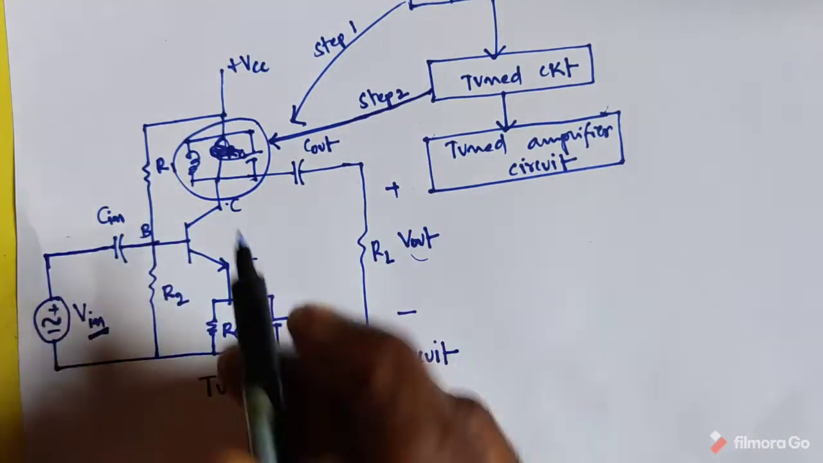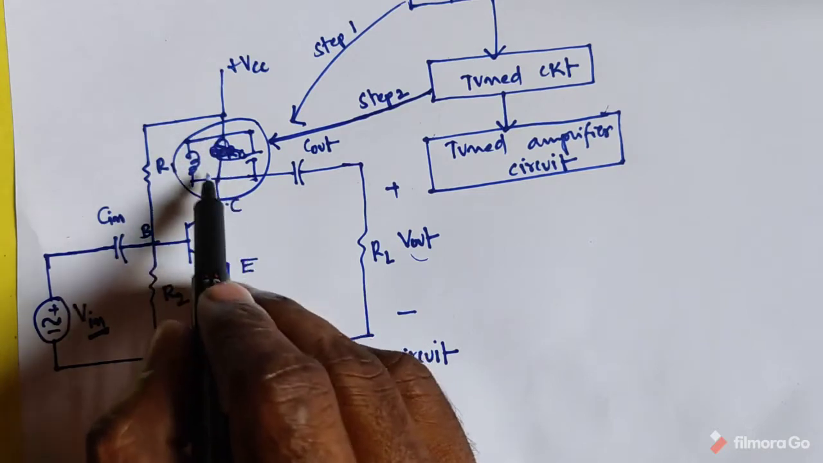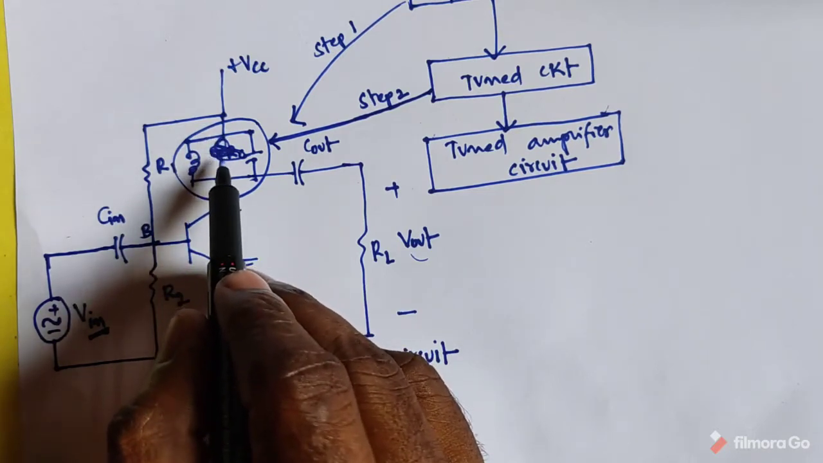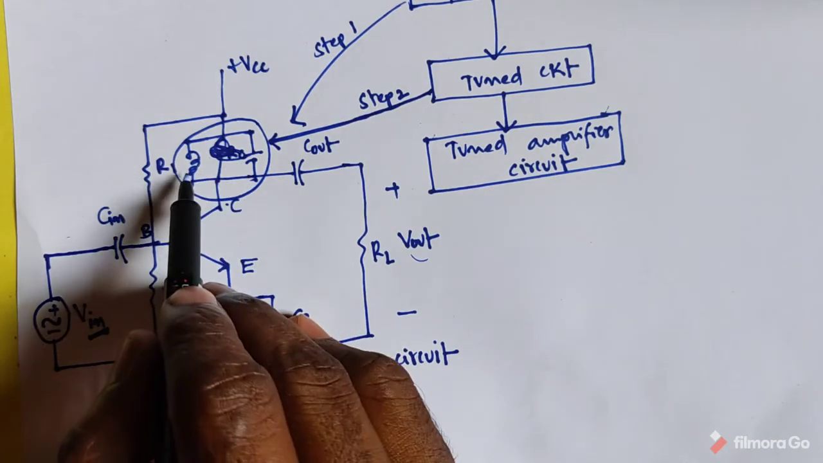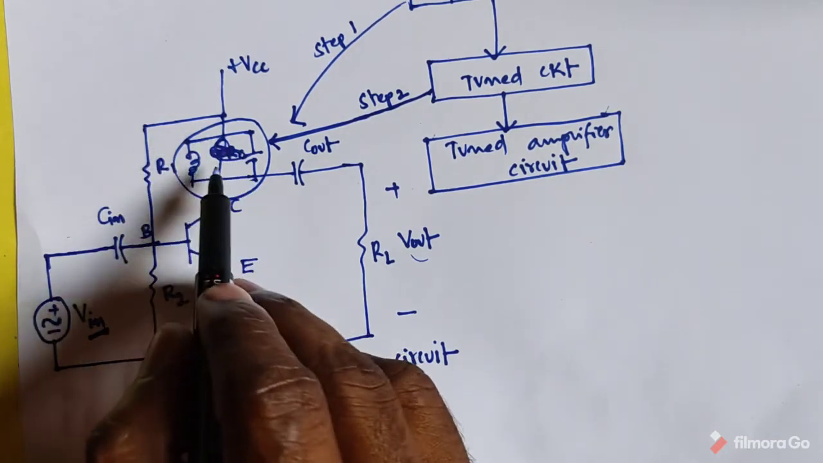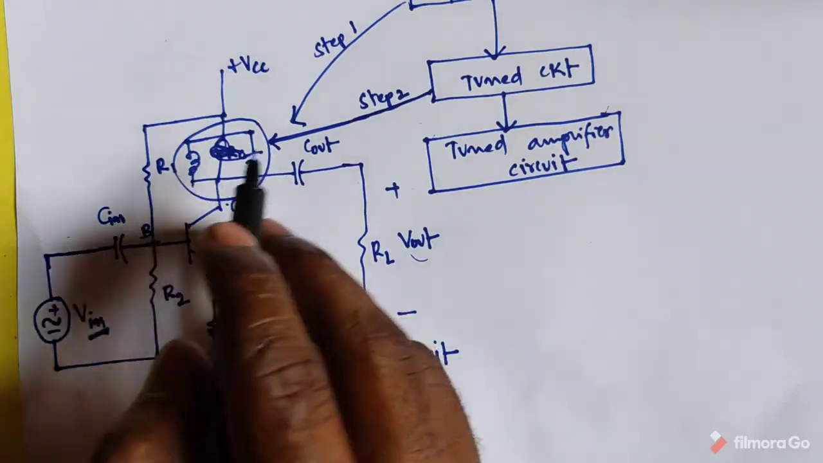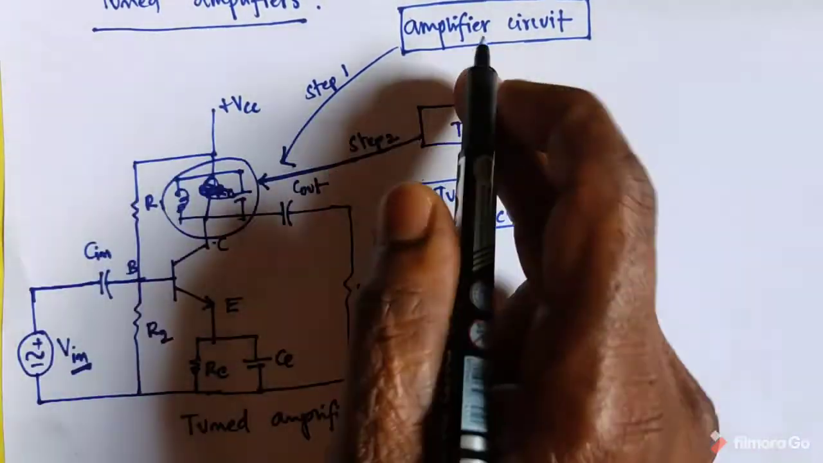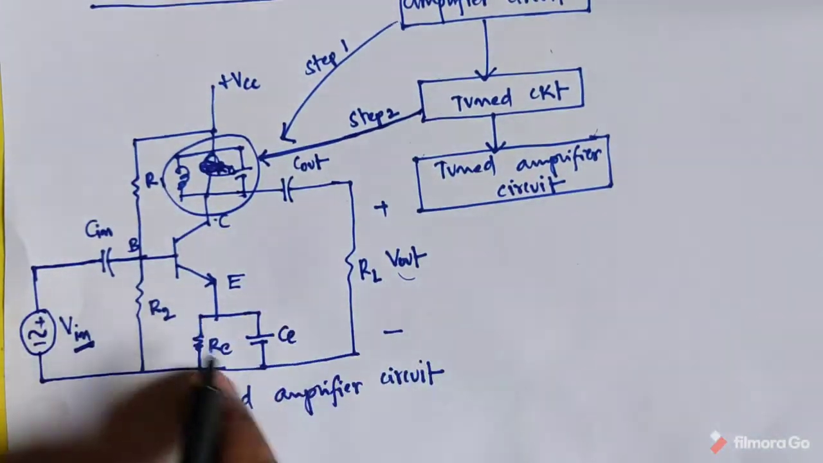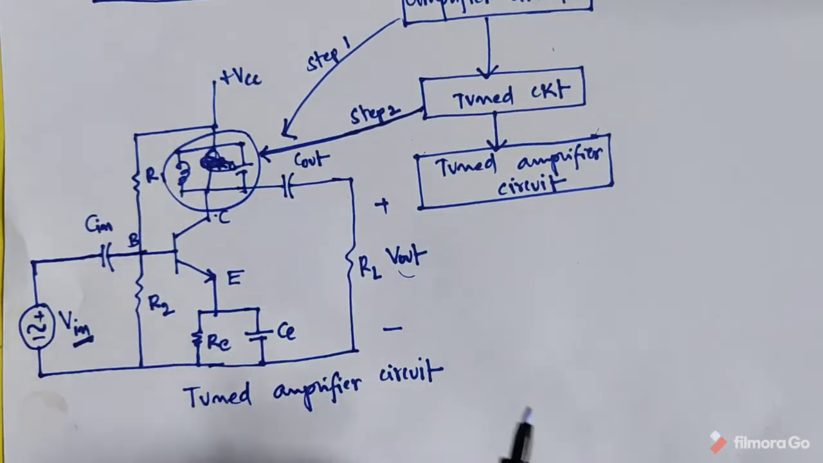What is the main difference? If the collector resistance is replaced by an inductor and capacitor in parallel combination, then only is that circuit a tank circuit. Earlier the circuit diagram was the amplifier circuit. Based on these two, it is considered a tuned amplifier circuit.